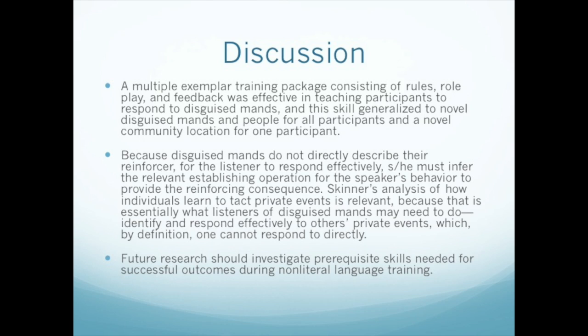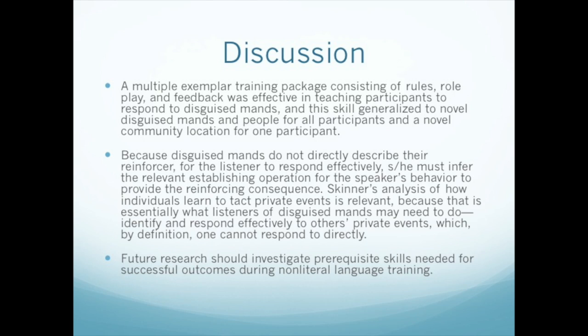Skinner's analysis of how individuals learn to tact private events is relevant because that is essentially what listeners of disguised mands may need to do: identify and respond effectively to others' private events, which by definition one cannot respond to directly. Skinner suggested that children learn to respond to private events, which they cannot directly contact, by learning to respond to overt stimuli that are often correlated with those private events.